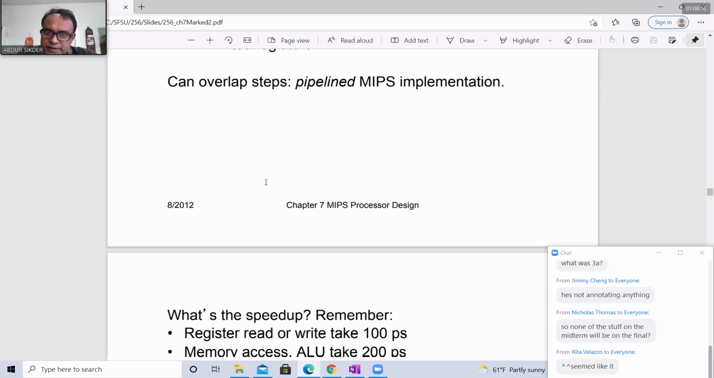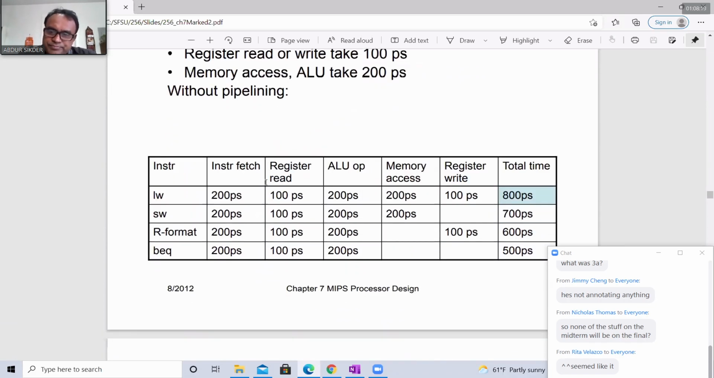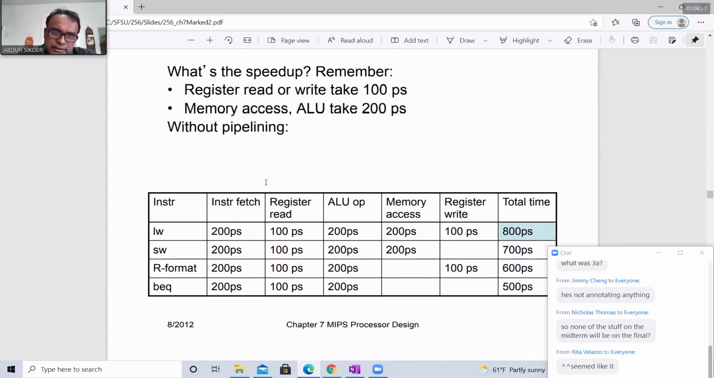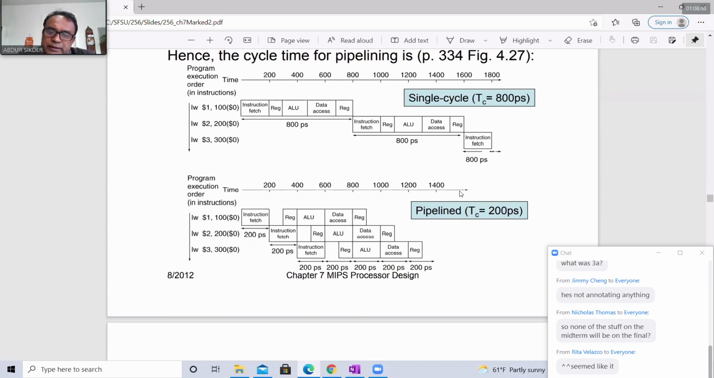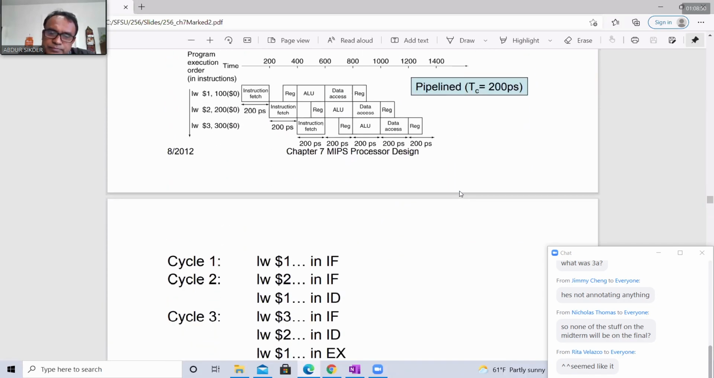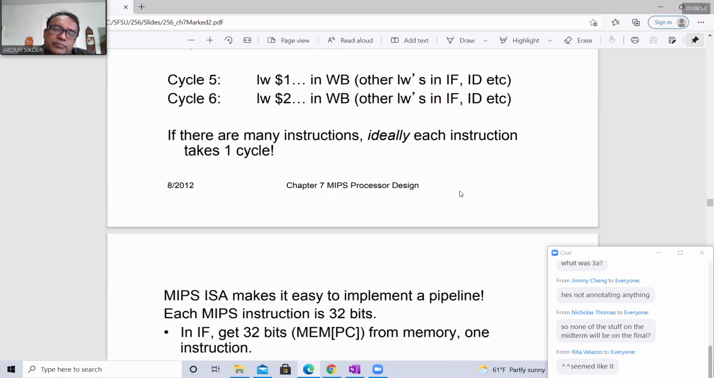Steps can overlap in a pipelined MIPS implementation. There's an example here, like the calculation. Load word takes 200 picoseconds for instruction fetch, register read 100 picoseconds, ALU operation 200 picoseconds, memory access 200, register write 100. So the total is 800. Then store word, and R-format. The point is that if you use pipelining, it will save you time. All right, so that's the example.